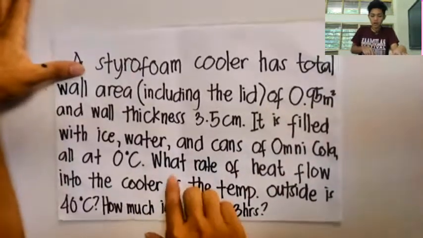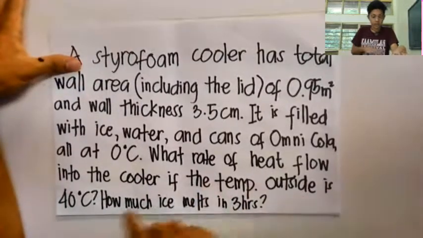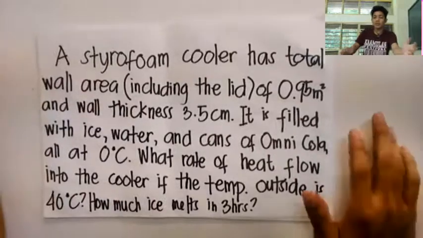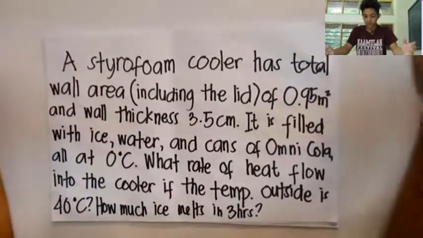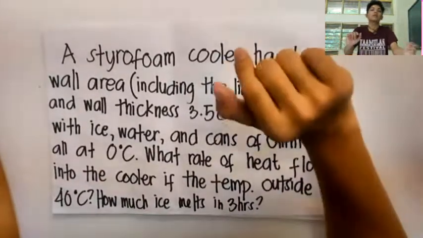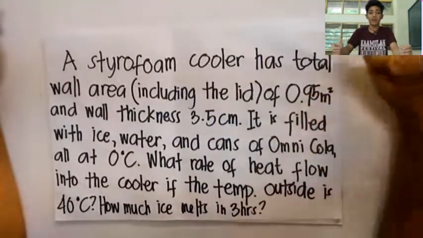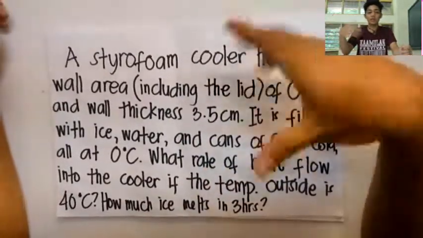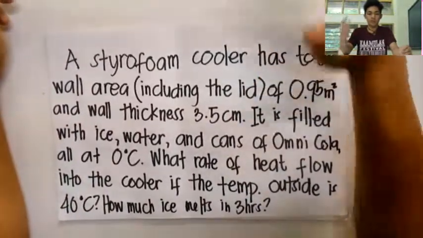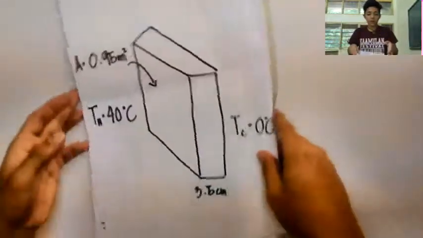So the question: what is the rate of heat flow into the cooler if the temperature outside is 40 degrees Celsius? How much ice melts in 3 hours? So what we are looking for is the heat current, the amount of heat flowing into the styrofoam cooler, and then the amount of ice that melts because of the heat entering. So we have here an illustration of that problem.